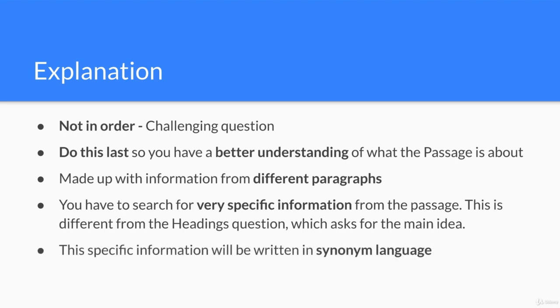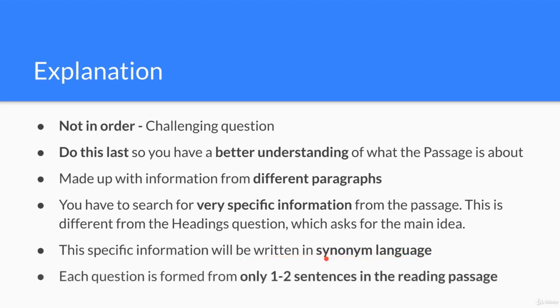Take note that this is a tough question, so you should expect to see a lot of synonym language, and when the question is asking you for specific information, that specific information is going to be disguised, it's going to be hidden in some sort of synonym language. Finally, as you've seen with other question types, the information that this question is going to ask you for is going to come from only 1 or 2 sentences in the reading passage.